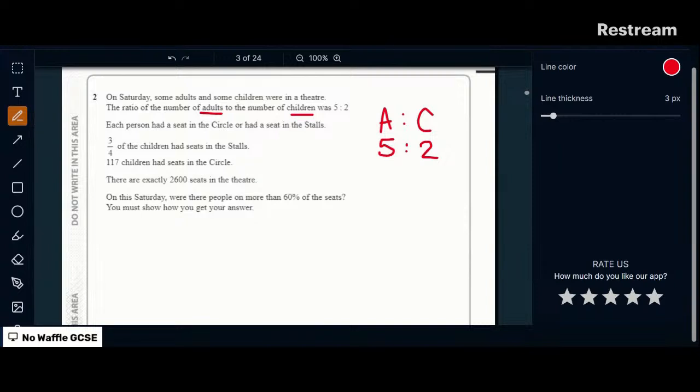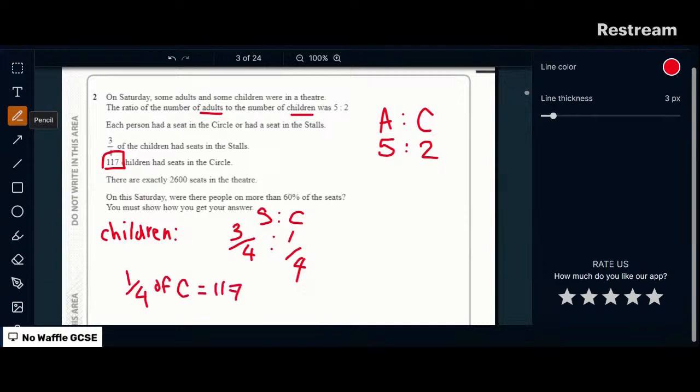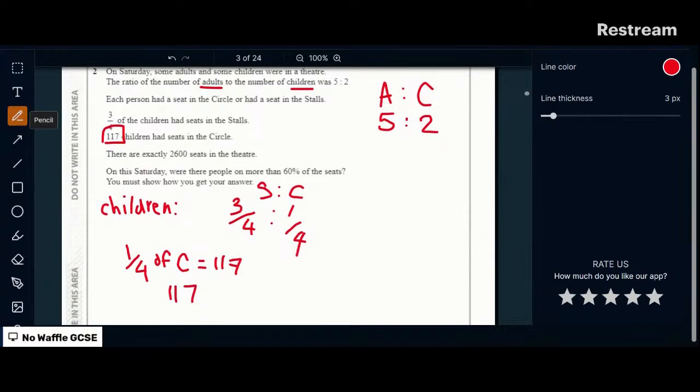Okay, so of all of the total number of children, we know that 3/4 of them, or 0.75 of them, had seats in the stalls, and then seats in the circle, that must mean that there's a quarter left. And then we're told that 117 children had that many seats in the circle. So if 1/4 of the children is 117, we can work out the number of children by simply doing 117 multiplied by 4 to get you to 468.